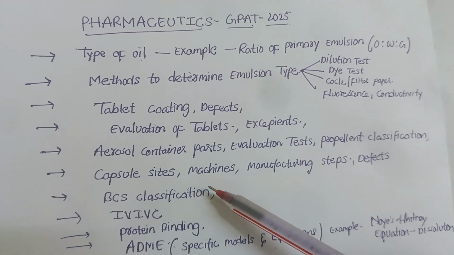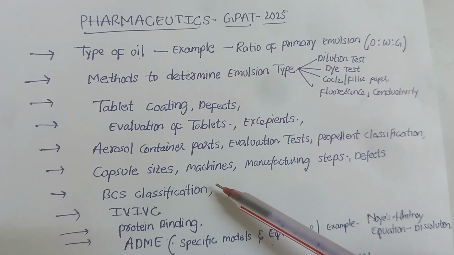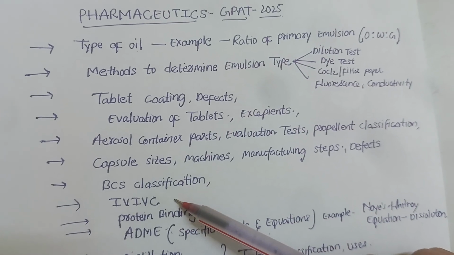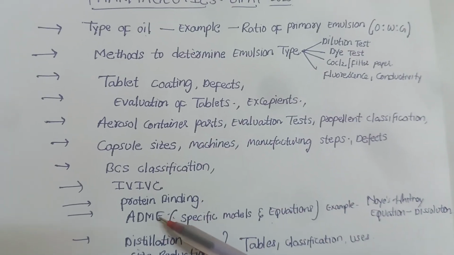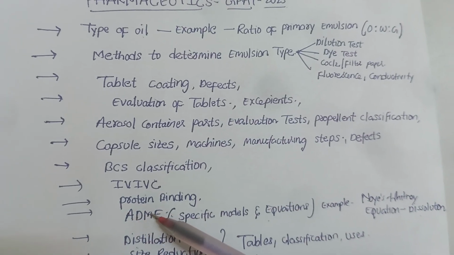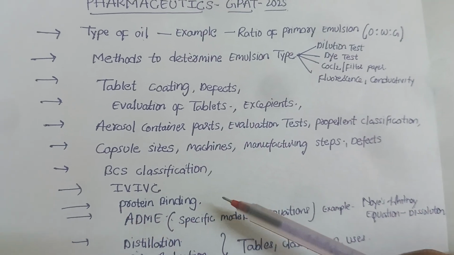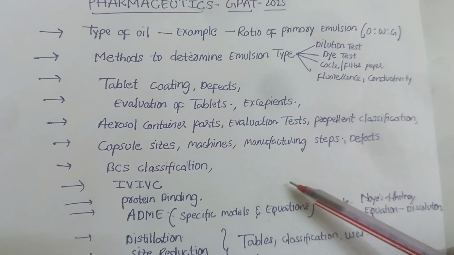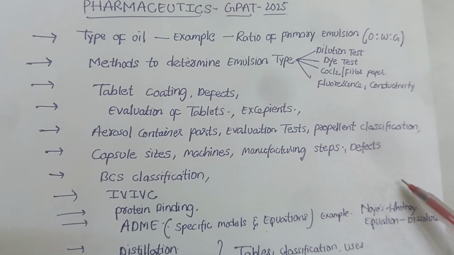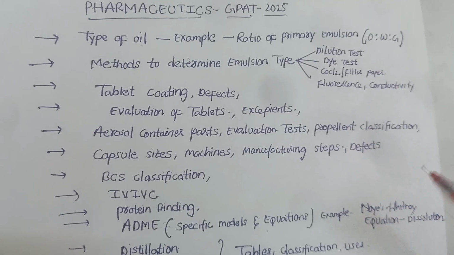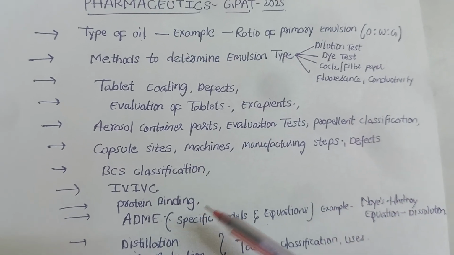The next is your BCS classification, very important, with examples, and the IVIVC correlation, and the protein binding from biopharmaceutics, the ADME part, that is absorption, distribution, metabolism, excretion part, and specifically with their models and the equations. We have different equations for different models, for example the Noyes-Whitney equation for dissolution. So like this we have so many equations for ADME.